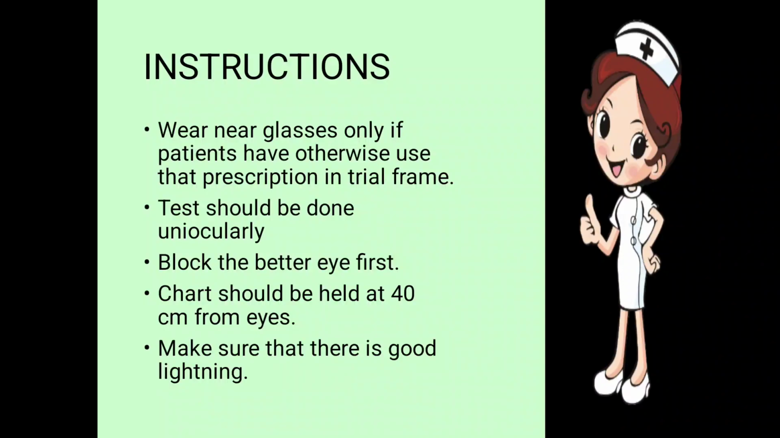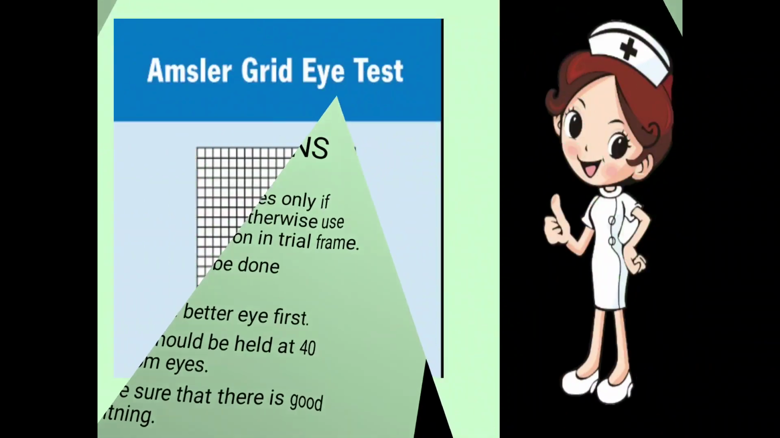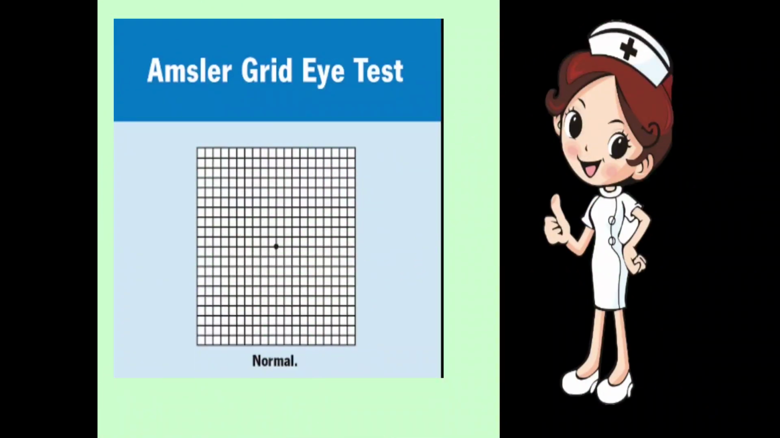The chart should be held at 40 centimeters from the eyes. We'll use the Amsler grid chart, held at 40 centimeters from the eyes. Make sure there is good lighting, and instruct the patient what he or she has to do.